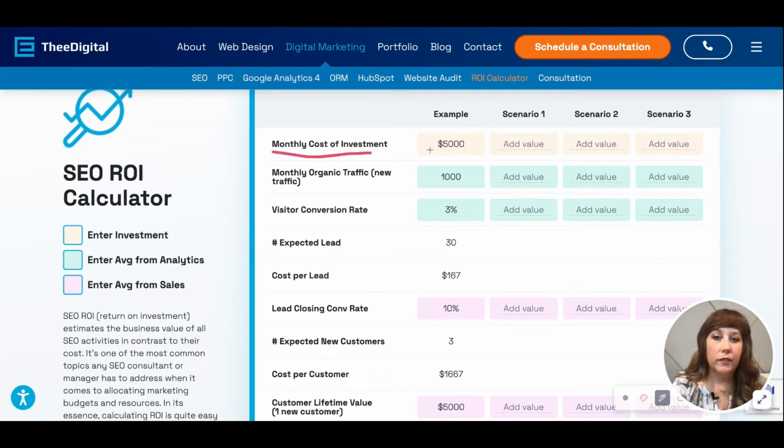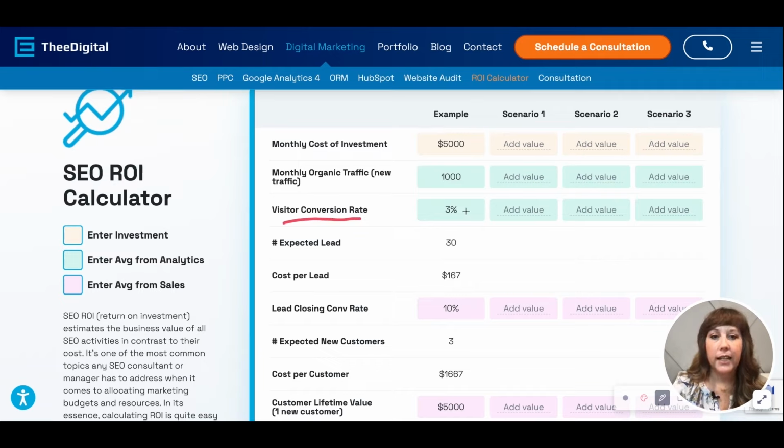The monthly cost of investment is the amount that you plan to spend on SEO monthly, whether it's a fixed fee that you pay to an agency like The Digital, or it might be the cost of your marketing employees and tools if you plan to do SEO in-house. Monthly organic traffic is the number of users that come to your site. If you have an established site, you might want to look at only new traffic.